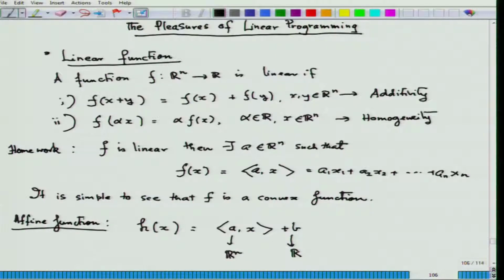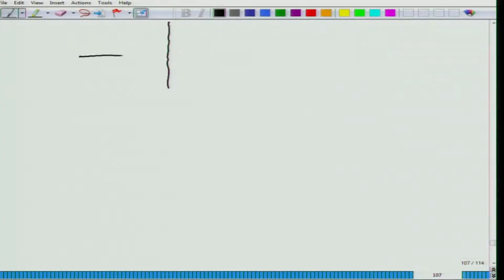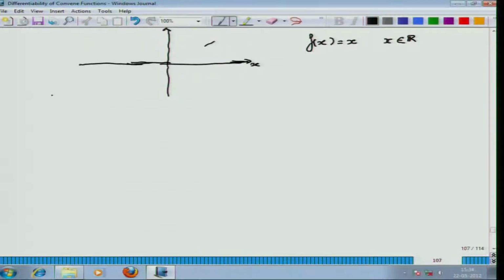Now, it is very important to note the geometrical picture of these two things, linear and affine function. Let me come to R2. Now, if I look at a function f x is equal to x, where x is in R, then this represents a linear function. So, the line f x is equal to x is a line through the origin. So, this is your origin, and this is your x equal to f x.